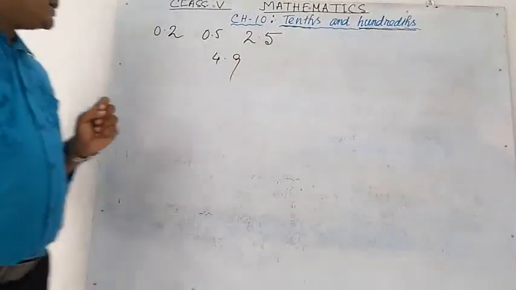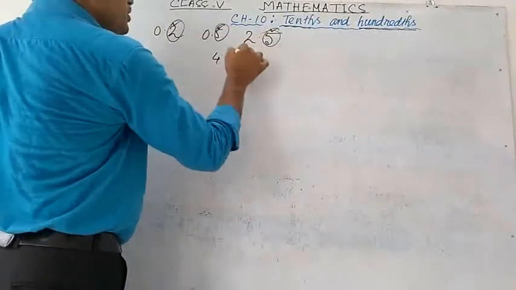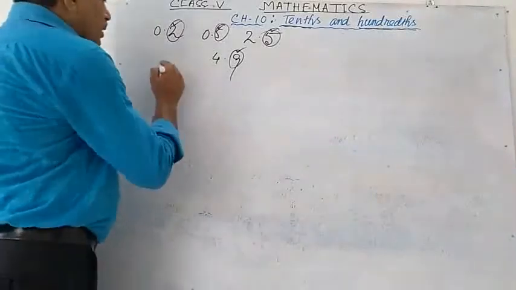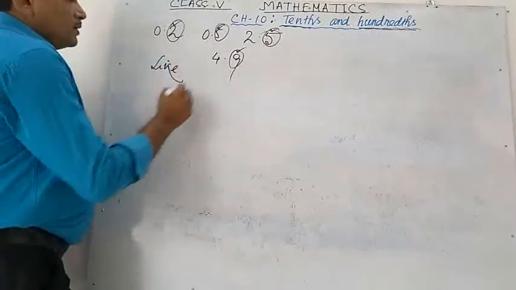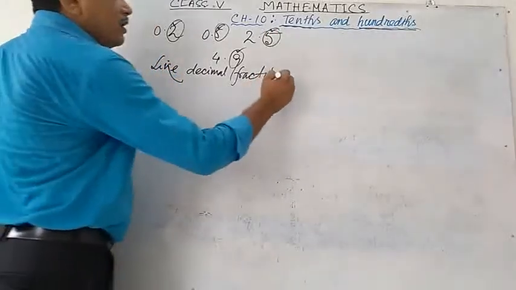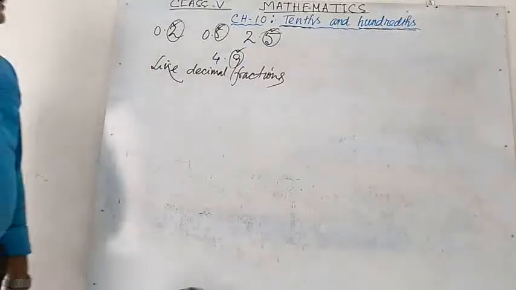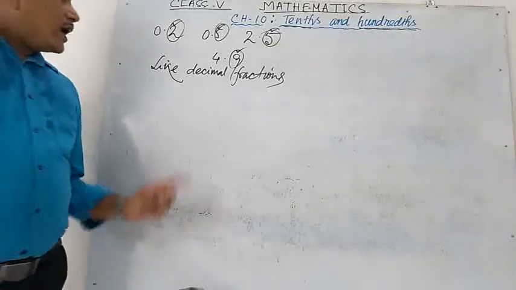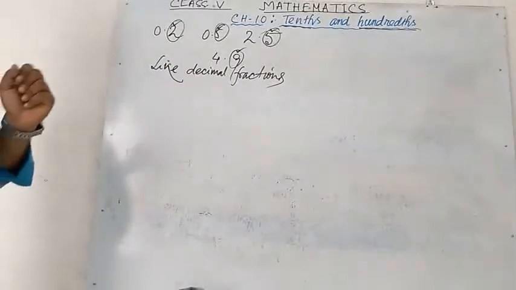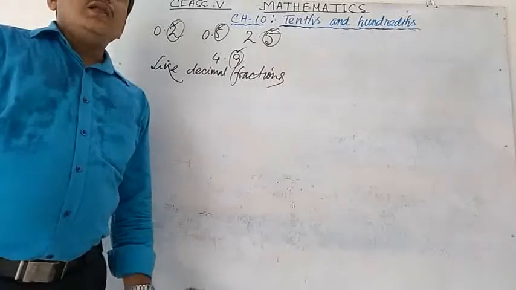Now you just see, in each and every case there is one digit after the decimal point. So this type of decimal numbers are called like decimal fractions. Two decimal fractions are called like decimal fractions if they have equal number of decimal places.